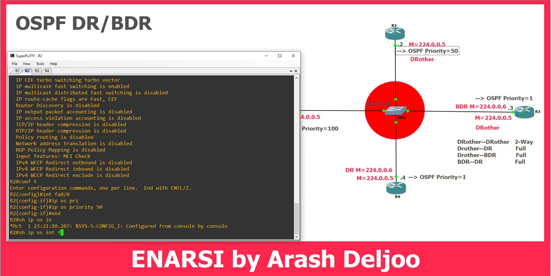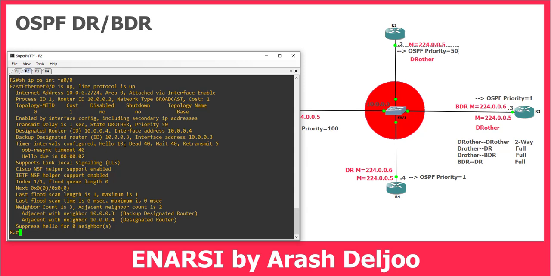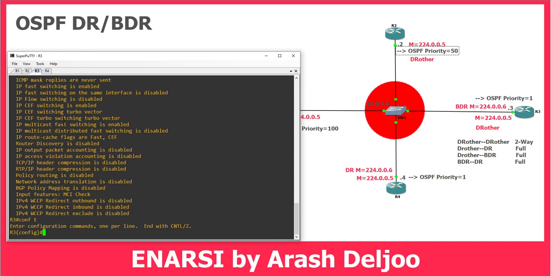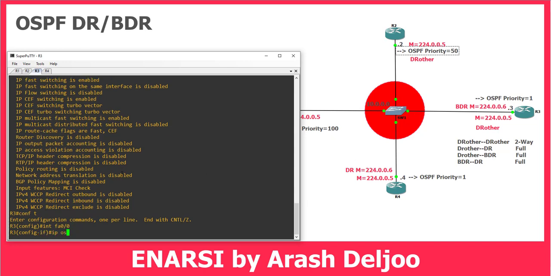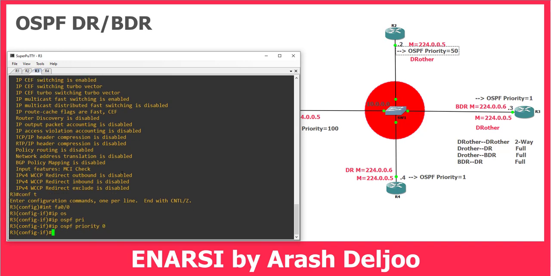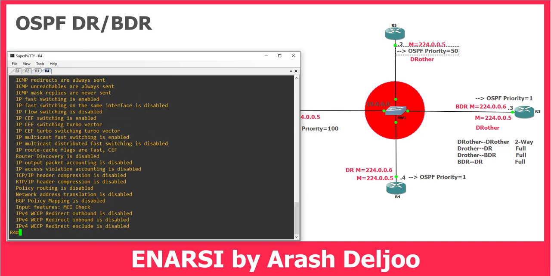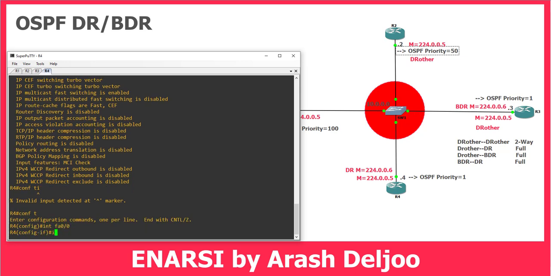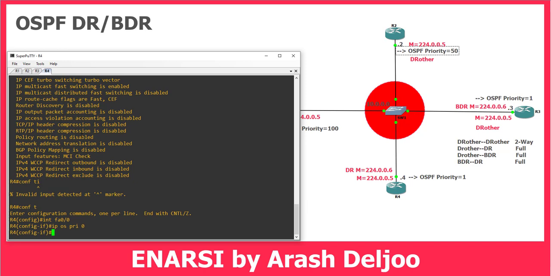Show IP OSPF interface FastEthernet 0/0 shows us that the priority of this interface is 50 and the state is DRother. Why? Because we have DR and BDR. Also, in router 3 and router 4, let me change the priority of these two interfaces to 0. Or if you want, you can clear the IP OSPF process, but it's better to configure the priority as 0. IP OSPF priority 0 in router 3 and also in router 4: conf t, interface FastEthernet 0/0, IP OSPF priority 0. That's it.